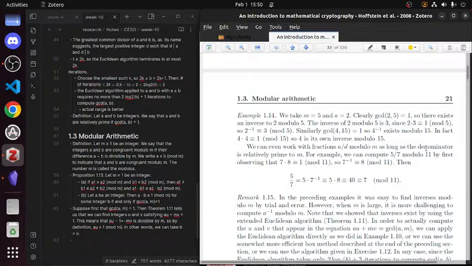For example, we can compute 5 over 7 modulo 11. So 5 is A, 7 is D, 11 is M. By first observing that 7, which is D, times 8 is congruent to 1 mod 11. So we apparently had to find the inverse for 7 and 11 first, which I guess was 8. So the inverse of 7 mod 11 is 8.